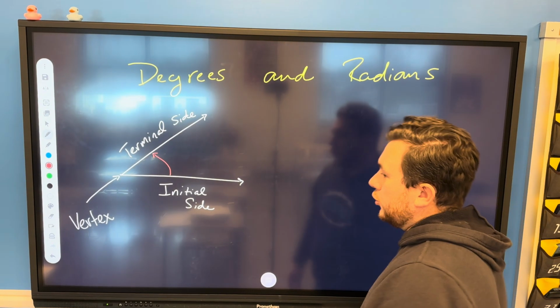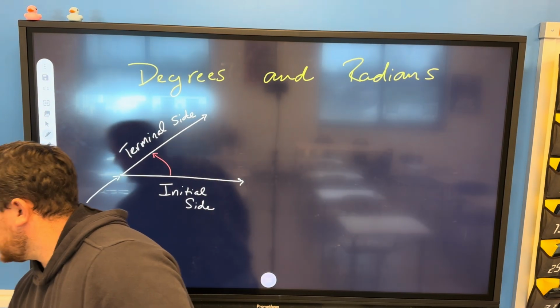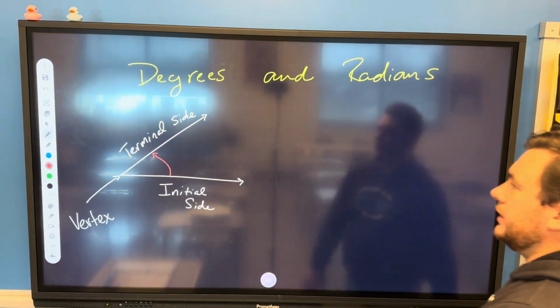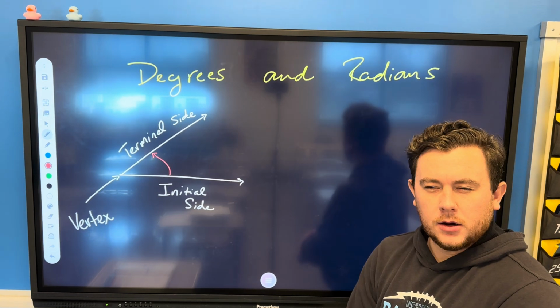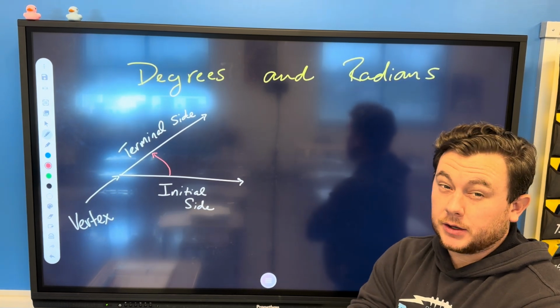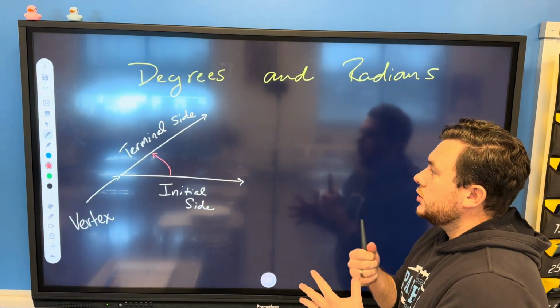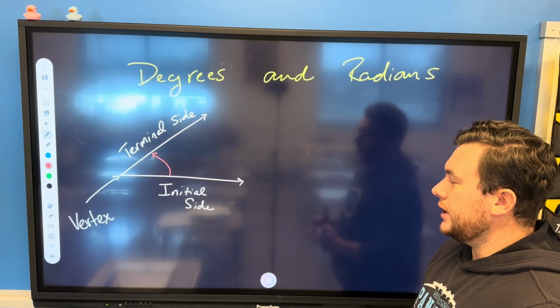Okay, we're talking about degrees and radians. So we talked about this last year when we did this as well. So still review. There will be a couple things today that I don't know that we covered last year, or at least not very much. So starting out, we're talking about degrees and radians.